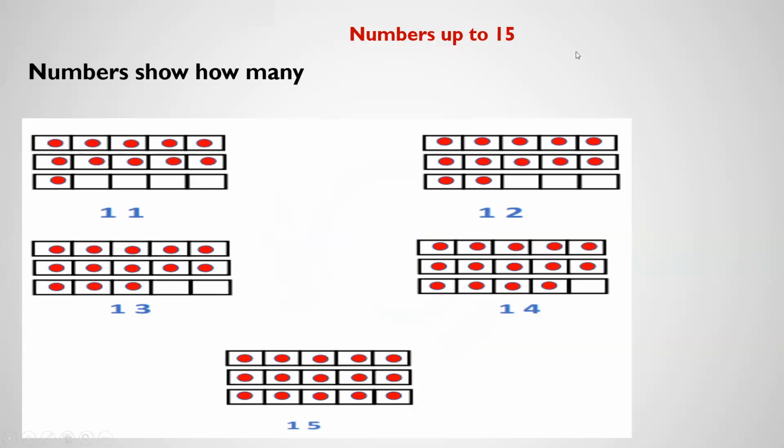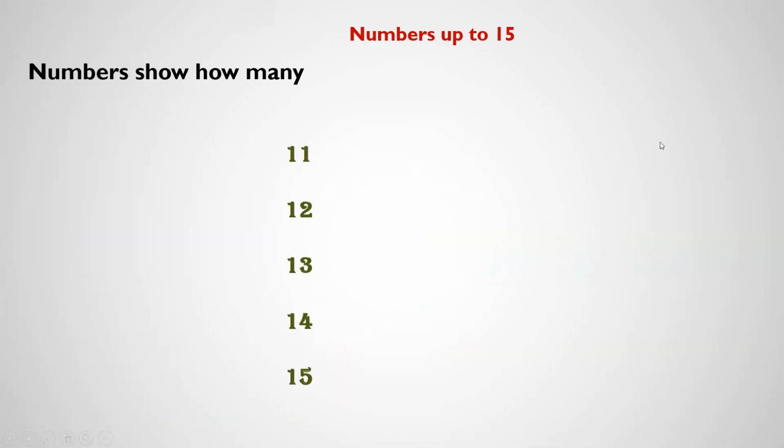Okay, we have number 11, 12, 13, 14, and 15. Can you write them by letters? Let's remember. How can we write number 11? Yes, it's E, L, E, V, E, N. 11. 12, it's T, W, E, L, V, E. 12.